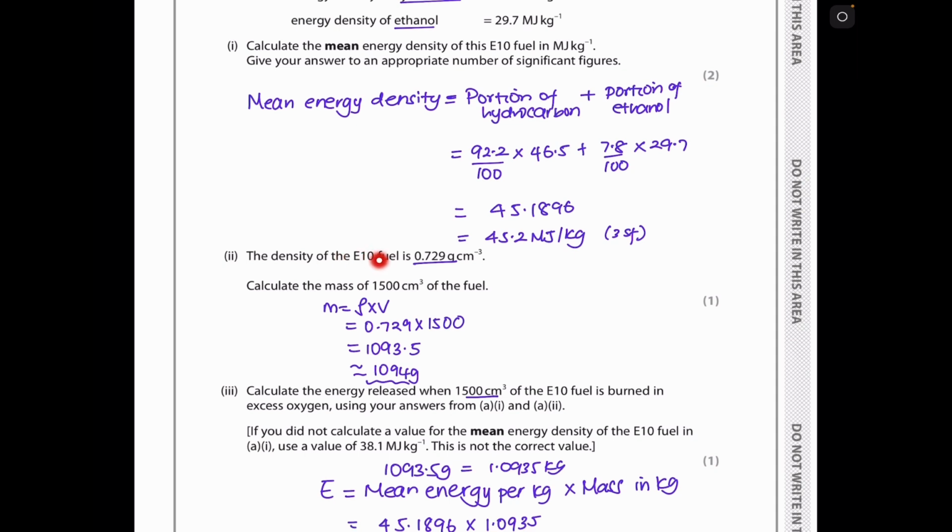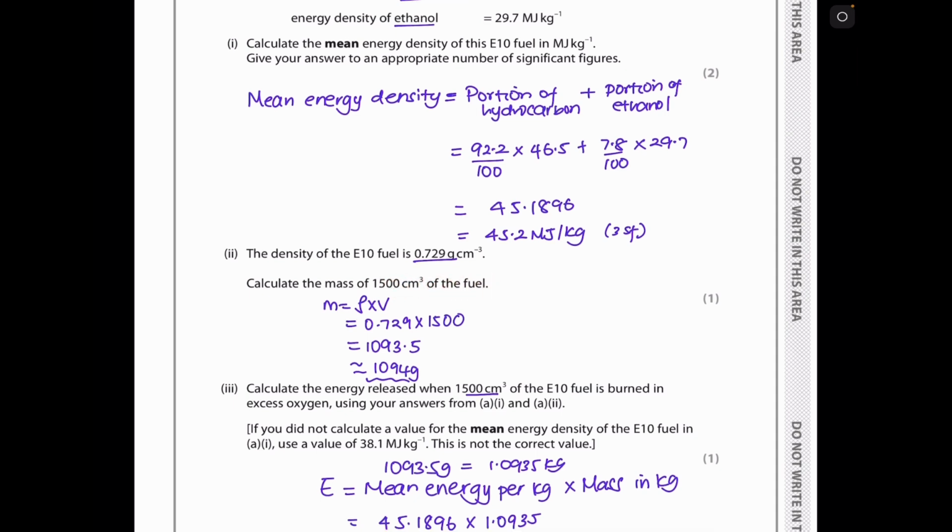The density of the E10 fuel is 0.729 gram per centimeter cubed. Calculate the mass of 1,500 centimeters cubed of the fuel. We know mass is density times volume, so the density times the volume, which is that times that, gave me 1093.5, which is 1094 grams, if I round off.